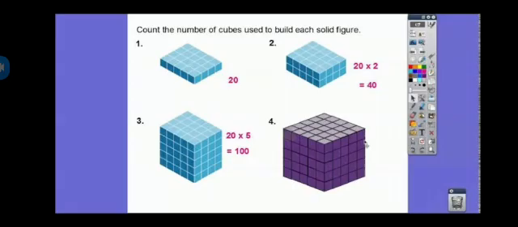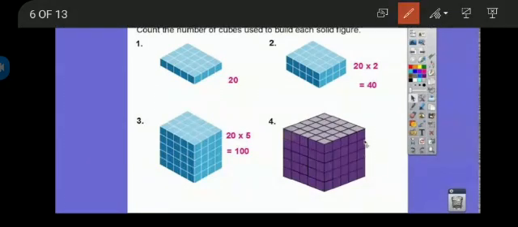So here some more regular shaped cubes are present. Count the number of cubes used to build each solid figure. In the first picture you can see lengthwise 5 cubes are present, breadthwise 4 cubes are present, heightwise 1 cube is present. So apply the formula volume, length into breadth into height, that is 5 into 4 into 1 is 20 cubic units. Okay.